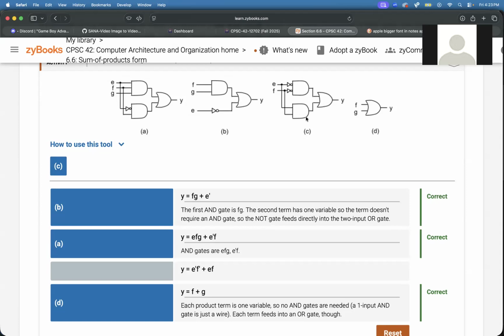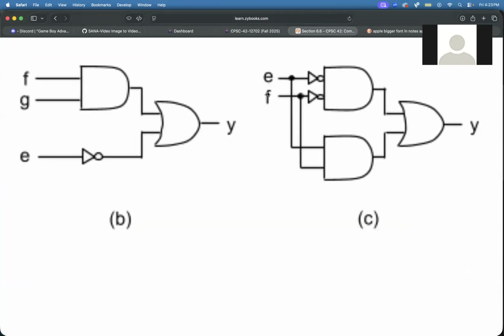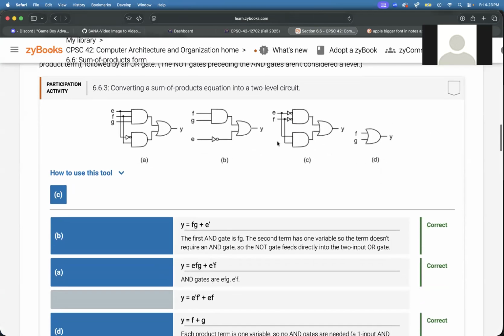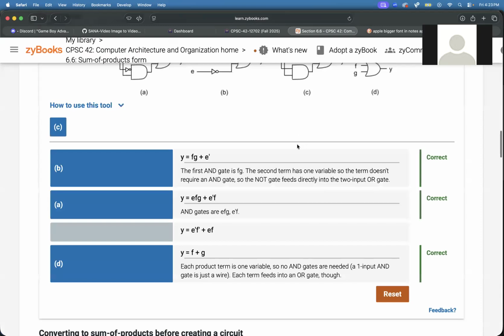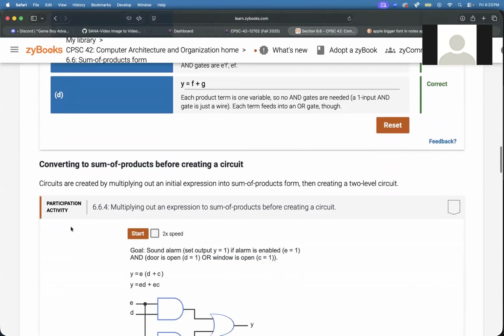But you can also see on C that, for example, you have E and F going to NOT and an AND. So that's not E, not F. And you can see not E, not F. And also here you can see the E comes down and the F comes down. So that's an EF. So, of course, it still makes sense that that's correct there.